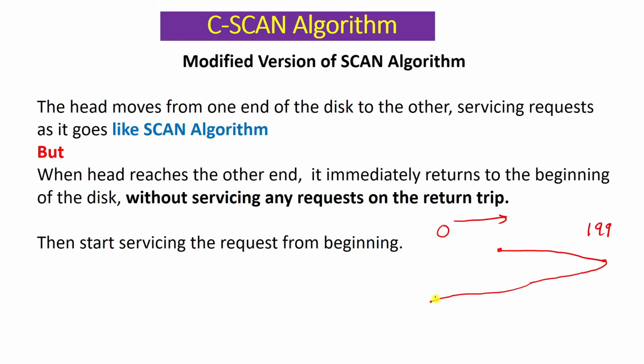Let's say we have more requests, so we will first go to the 0th cylinder, and then again we will change our direction and go in this direction. So we are scanning. We go to one end, then we reverse our direction, and then we go to the other end, and we are scanning the requests.